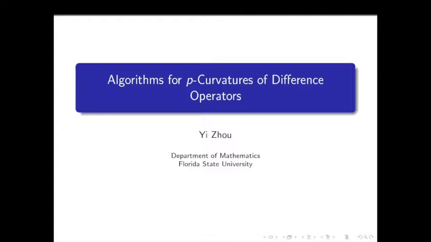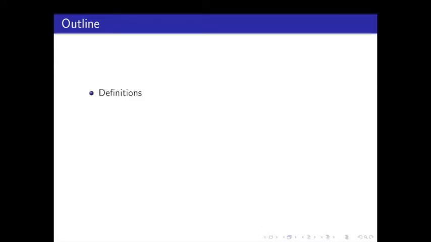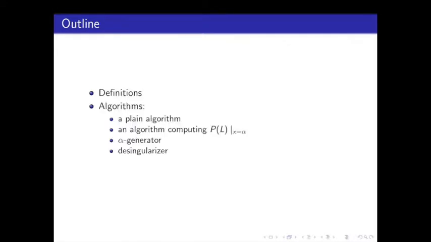So in this talk, here's the outline. I'll first talk about definitions and then talk about our algorithms. There are four small algorithms, and I'll explain what they are later. Finally, I'll talk about something more about the p-curvature. That's something we're working on, and I don't know how to categorize the things, so I just write more on p-curvature here.